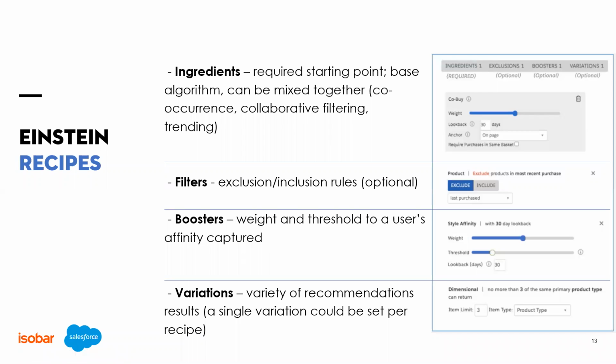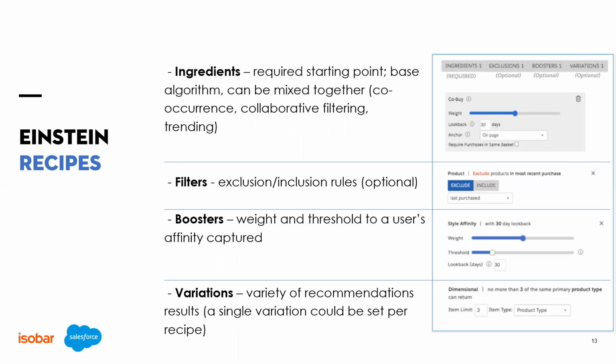On this slide, you can see the definition of each component of an Einstein recipe, and on the right side, you can see how you can set up each of these components. I will start with the first one, the ingredient. Ingredient is a required starting point. You can select only an ingredient in an Einstein recipe and save it without configuring filters, boosters, and variations, but without an ingredient, you can't set up an Einstein recipe properly. This ingredient is treated as a base algorithm that can be mixed together.